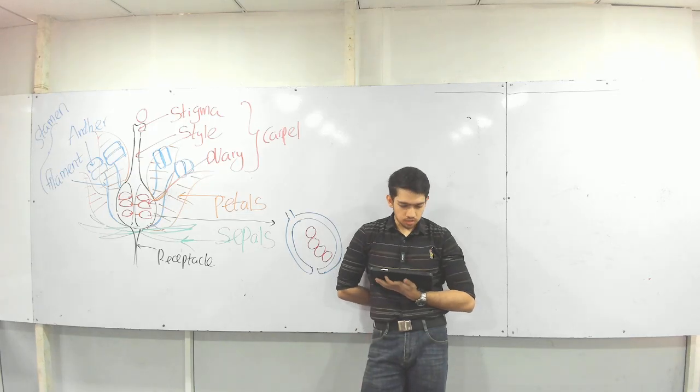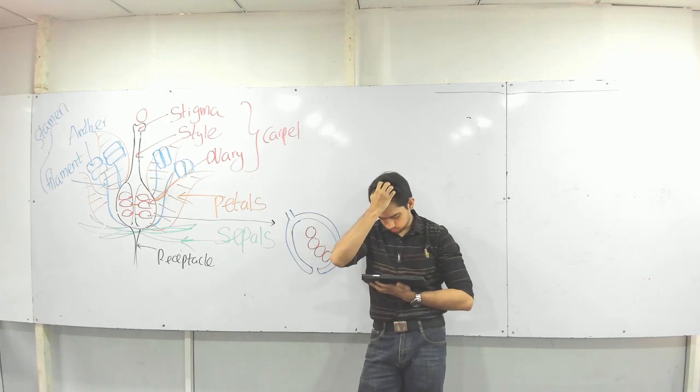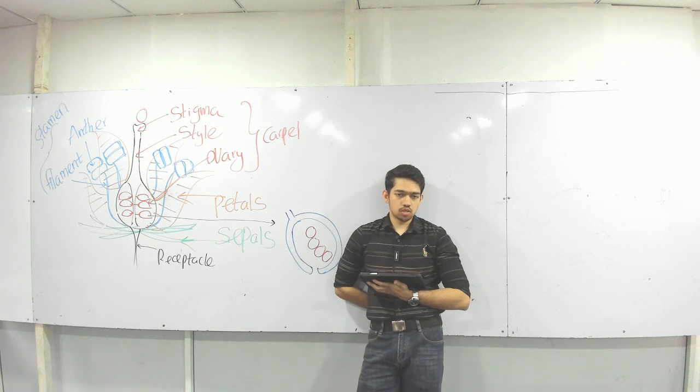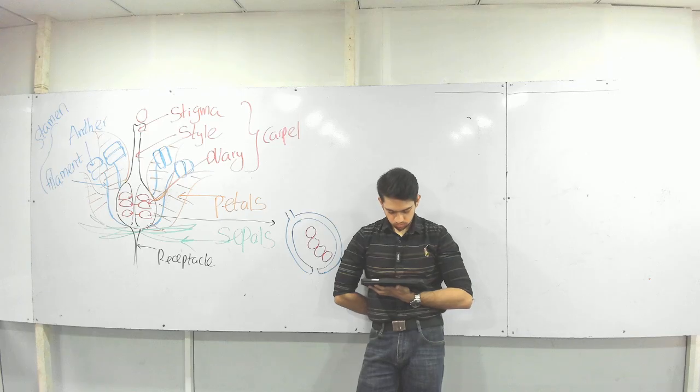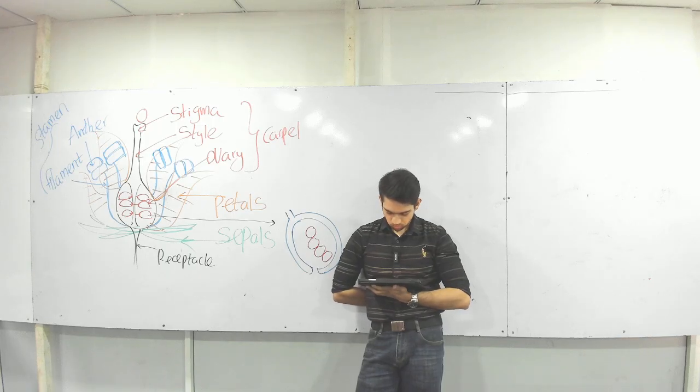There are 4 sets of modified leaves: petals, sepals, stamens and carpels. Sepals are usually green, enclose and protect the flower before it opens. Before it blooms, the sepals protect. Next, petals are brightly colored in most flowers. Highlight most flowers. They aid in attracting pollinators. But wind pollinated flowers generally lack brightly colored parts.